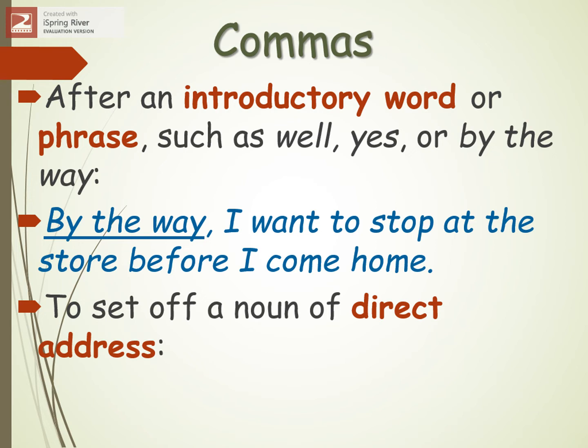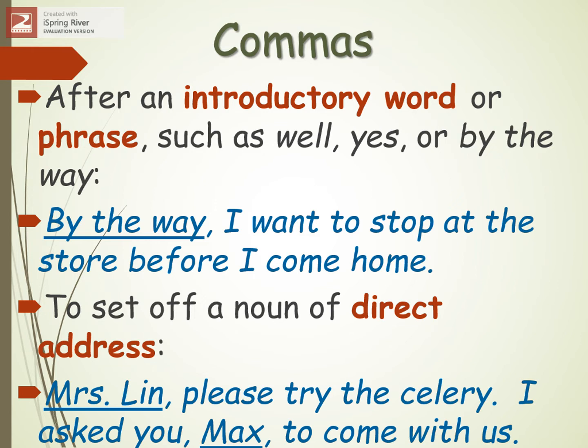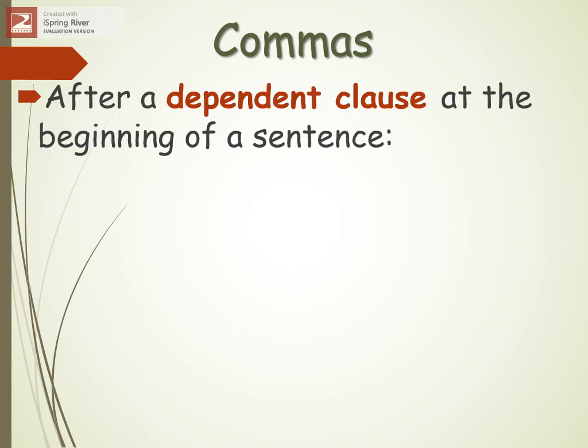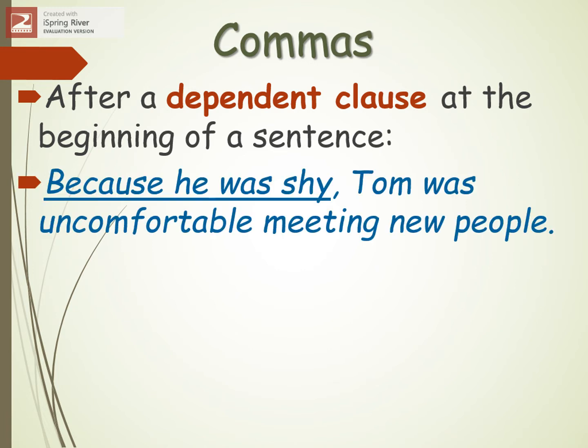Next, to set off a noun of direct address. Mrs. Lean, please try the celery. I ask you, Max, to come with us. After a dependent clause at the beginning of a sentence, let's look at an example. Because he was shy, Tom was uncomfortable meeting new people. Put the comma after the dependent clause because he was shy. Remember that you can put a comma in a complex sentence if the dependent clause comes at the beginning.